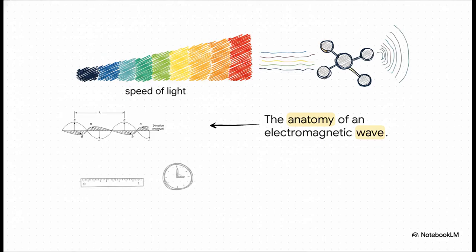Picture the anatomy of this wave. You've got the electric field oscillating up and down, while the magnetic field oscillates side to side. They travel together completely in phase at a constant velocity. And that velocity? Yeah, it's the speed of light. This invisible traveling wave is literally the tool we use to reach out and touch molecules.